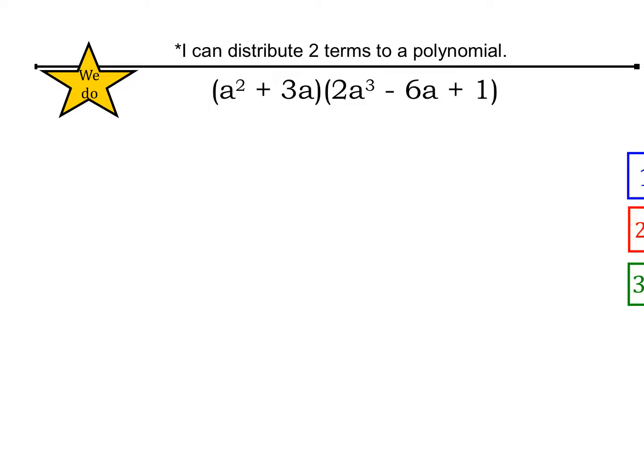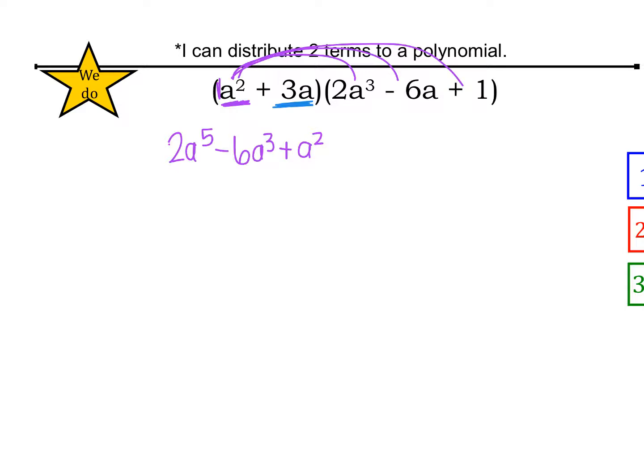All right, so in this one, I've got a to the second that needs to get distributed, and I've got 3a that needs to get distributed, and I've got this whole trinomial over here that needs to be distributed too. So when I multiply a to the second times 2a to the third, I get 2a to the fifth, because 2 times the understood constant of 1 is 2, and then a to the second times a to the third, when I'm multiplying, I add my exponents. And then I have a to the second times negative 6a, so that gives me negative 6a to the third.